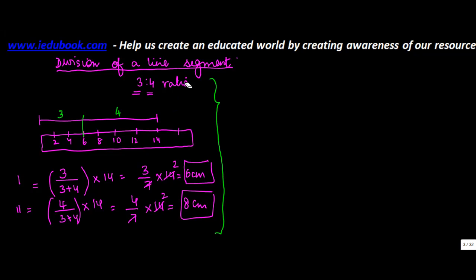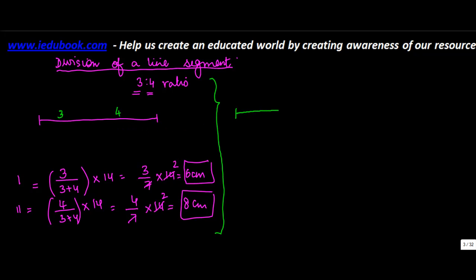But let's say I remove this scale from here and I tell you to divide this line into 2 parts. Let's say this is the line, and I tell you to divide it into 2 parts in a 3:4 ratio, right? And what I give you is a compass. And I tell you to divide it in this ratio.